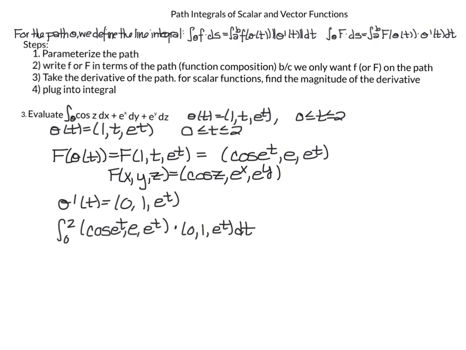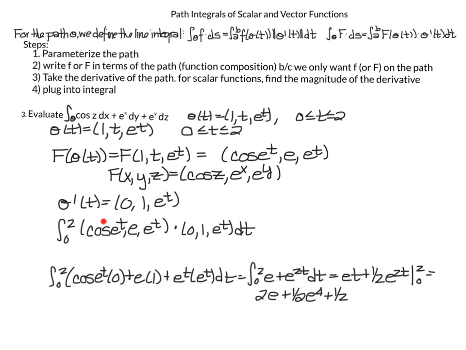My next step is to take the derivative of my path, so that's just going to be 0, 1, and e to the t. And now I can plug into my integral, and my formula is here. I'm integrating from 0 to 2. I have my f of sigma of t here, cosine e to the t, e, and then e to the t, and I dot that with my derivative, 0, 1, e to the t. I dot my cosine e to the t with 0, and that gives me 0. I dot my e with 1, that will give me e, and then e to the t, I dot with e to the t, so that gives me e to the 2t. I integrate, plug in, and this is my final answer.